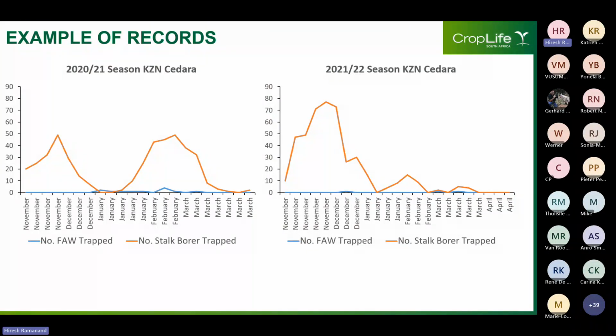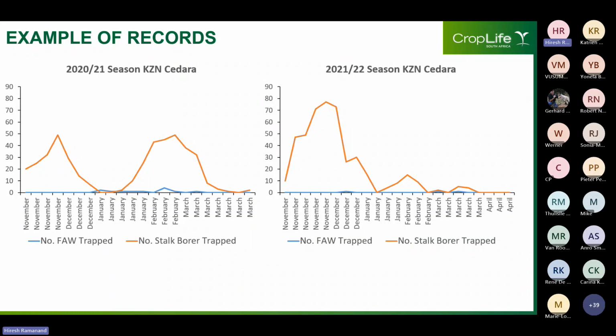Now here is an example of fall armyworm and the African maize stalk borer male moth pheromone trap catches on the Sadara Research Station for the 2020-21 and 2021-22 seasons respectively. During the 2020-21 summer growing season, there was a rubber septum pheromone lure available on the market registered for monitoring Busseola. However, this is no longer the case as already noted.